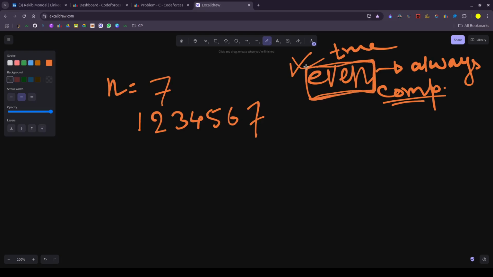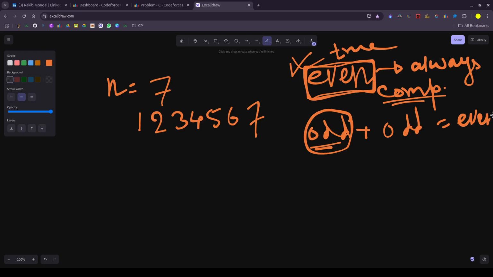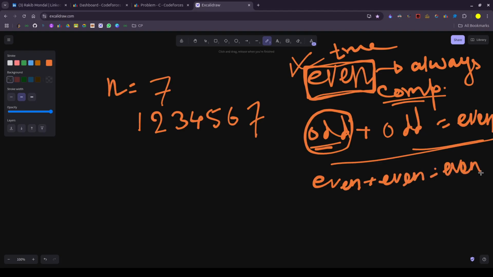The sum will be even for two consecutive numbers if we take odd and odd. It doesn't matter if they are prime or not. Any two odd numbers always give us an even number, which is also a composite number. If we take even plus even, it also always gives us an even number, which is also a composite number.